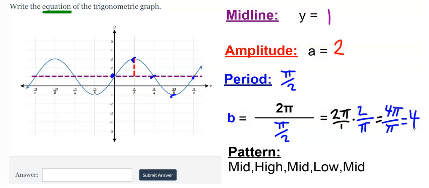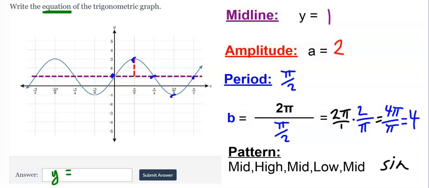The last thing we want to identify is the pattern itself. We went from mid, then high, then mid, then low, then mid when we were trying to find our period. And because that's our pattern, that means we know for a fact that this is going to be our sine function. Now, when we put it all together, our answer is in the form of an equation, so it is very important that you put it as y equals. Do not forget the y equals. If you type in everything else after the y equals correctly, it's still going to be considered wrong because you are asked to find an equation.